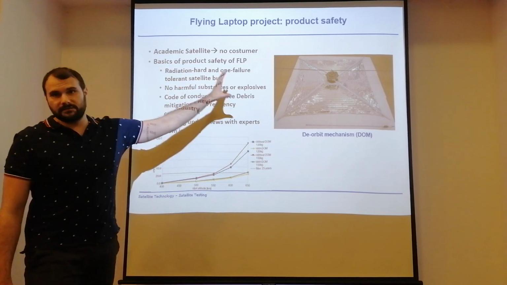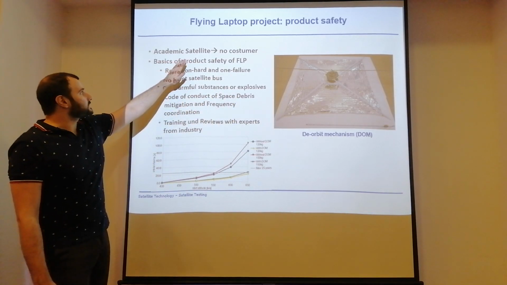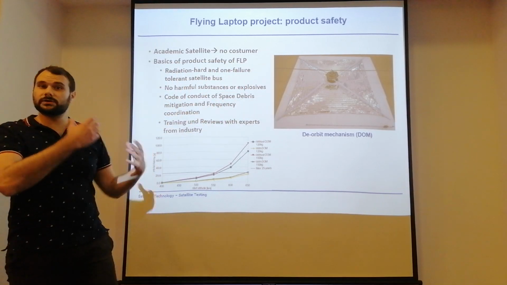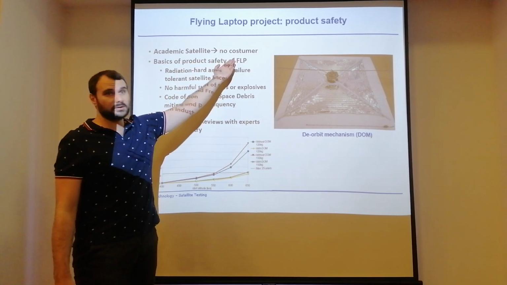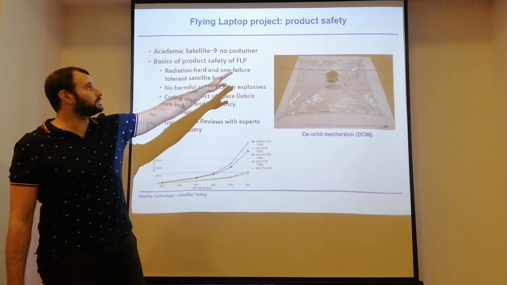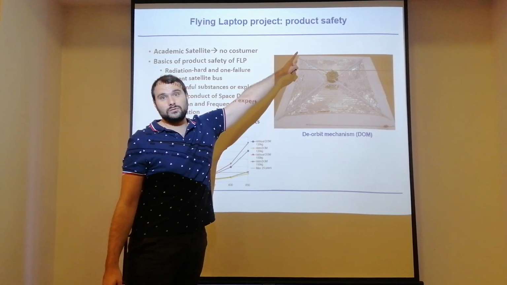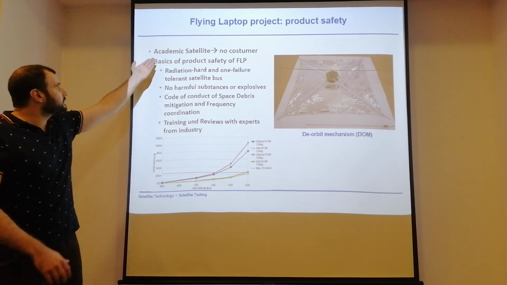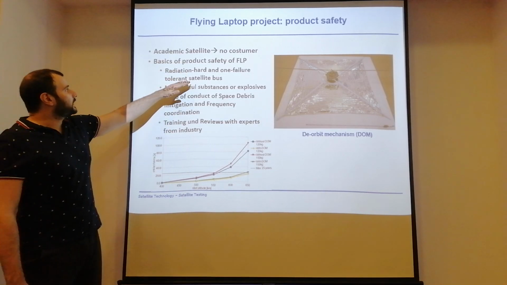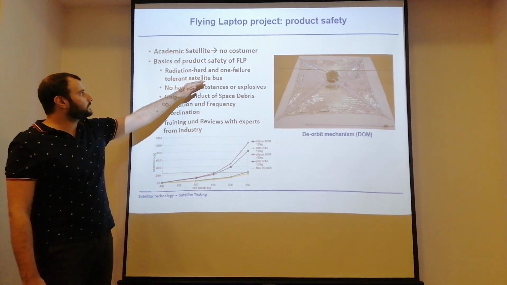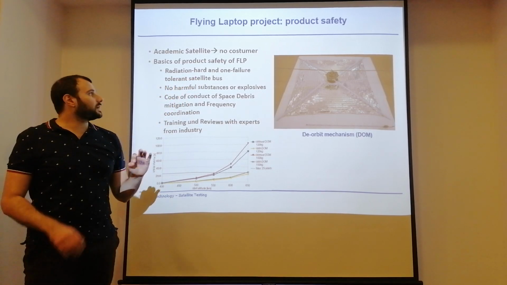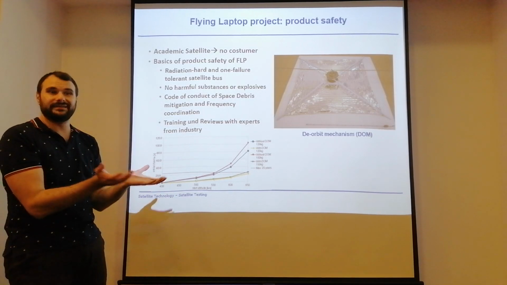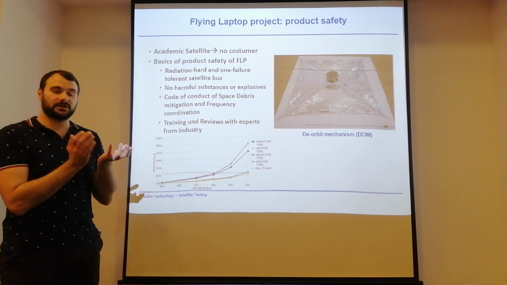The first point we should talk about is product safety. Yes, Flying Laptop is an academic satellite, so there's no customer involved. If you have a commercial satellite project, of course, there's some customer and maybe even some government agencies involved that want to have proof of a certain product safety. But the basics for Flying Laptop, even if it is just an academic satellite, is that the whole system is radiation hard, and the satellite bus is one-failure tolerant. So a single failure can happen without having an effect on the whole system or the main functionality of the system.